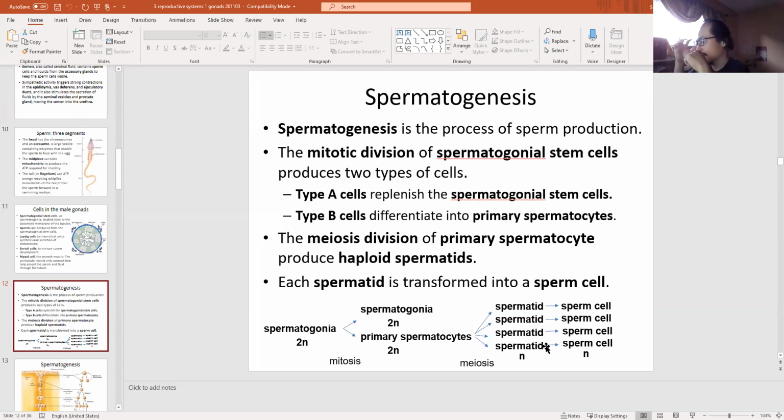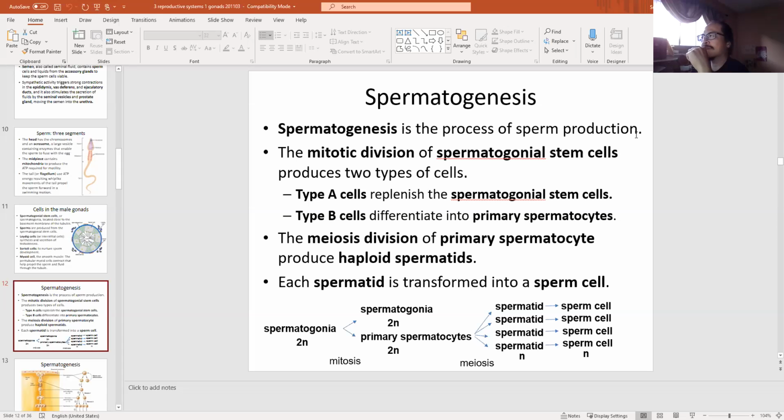So it's very much like our meiosis. We have the chromosome producing the sister chromatids. The primary spermatocyte, after this meiosis, produces four haploid spermatids. Then these spermatids are further differentiated into the mature sperm cell.